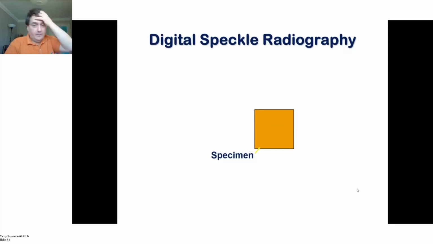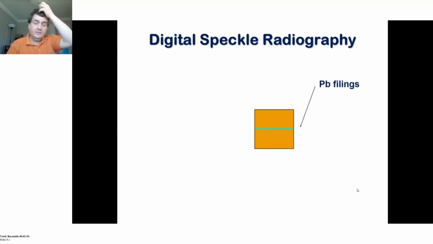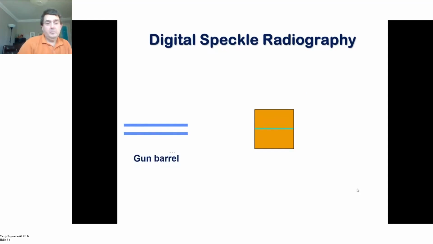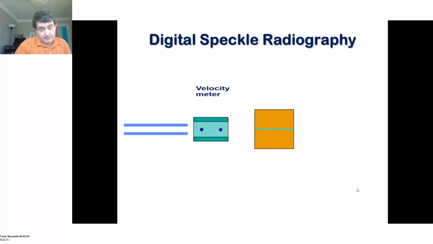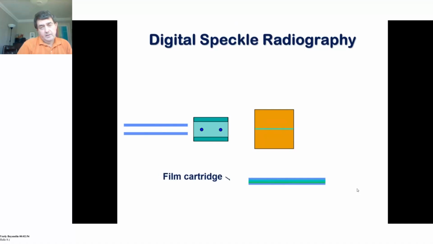and into that specimen you introduce, in our case, lead filings, so small pieces of lead, and we have a gun barrel, and along that gun barrel we fire a projectile, and the projectile hits the target. The film cartridge. So this is all very slow build up here.